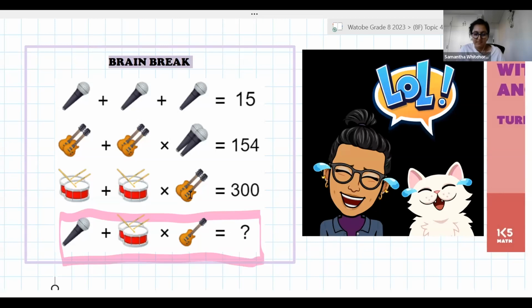Okay. So let's go. I haven't even worked it out. Let's see. Oh, okay. It's a little bit faster. I'm getting there. I'm just being very slow tonight.